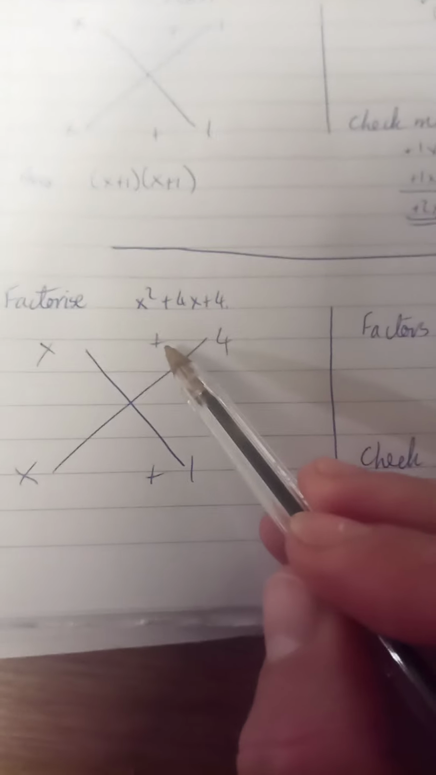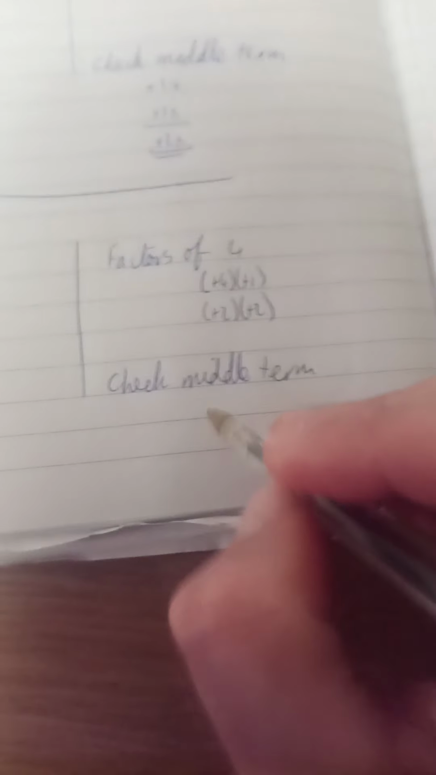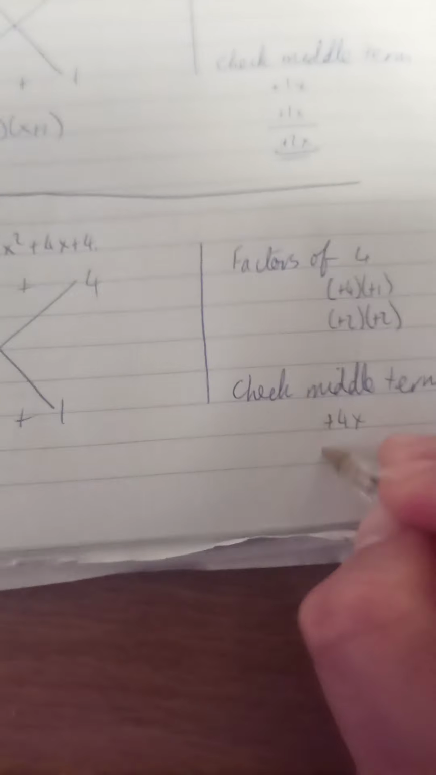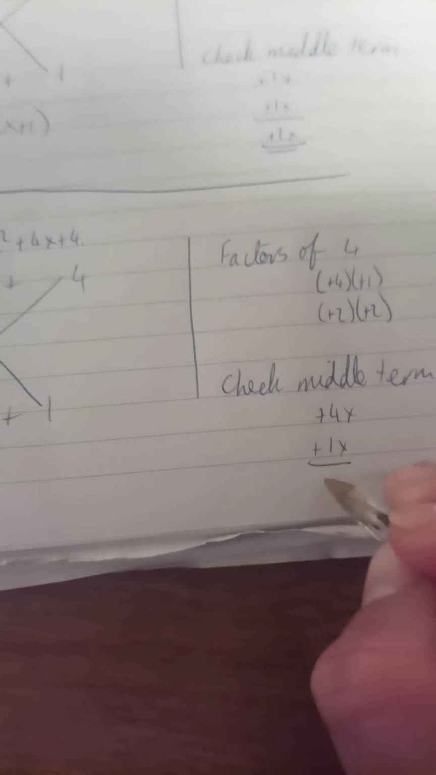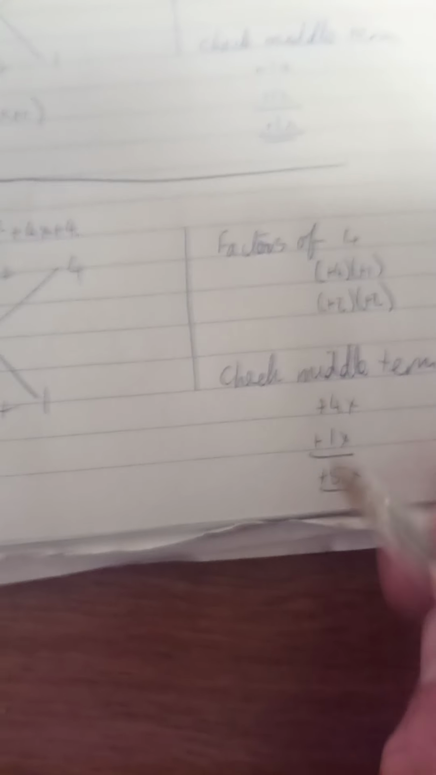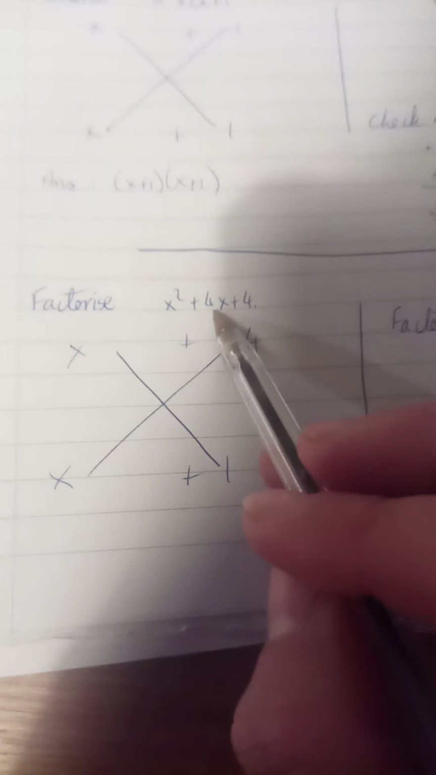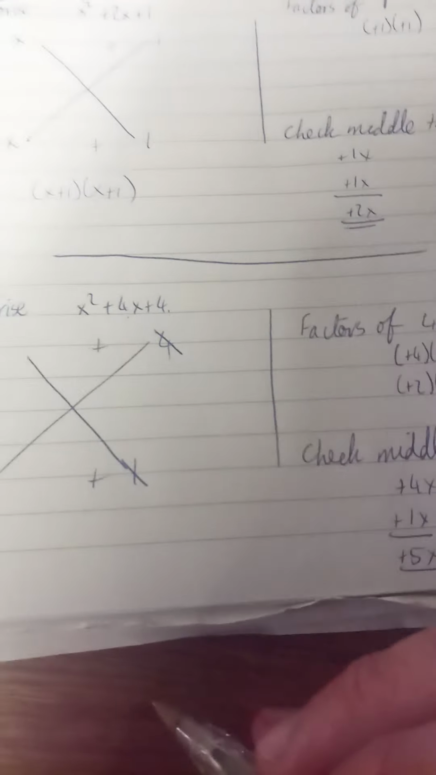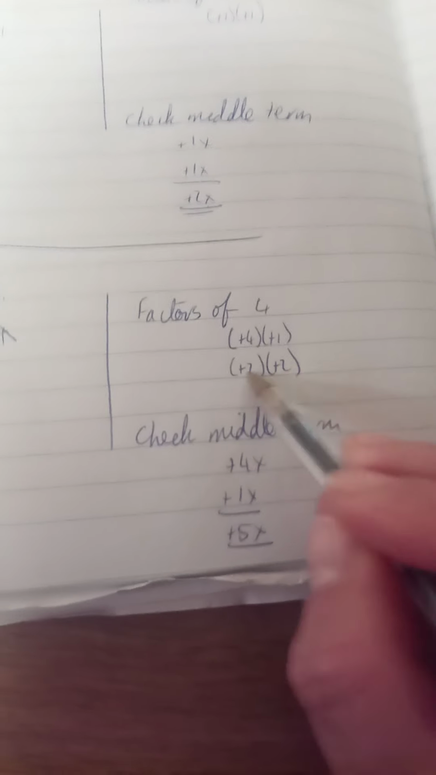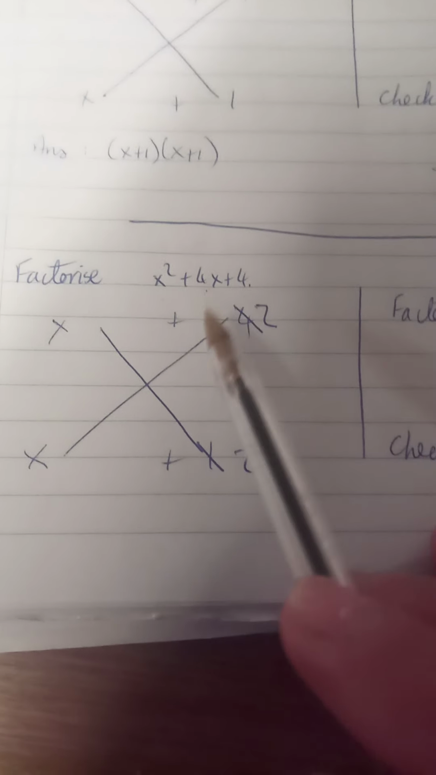All right, let's check it along the diagonal. Plus 4x, plus 1x. Add those together, it gives me plus 5x. That is not the middle term. So what that means is these are the wrong factors to use. So let's try the second pair, plus 2 and plus 2. Now we're checking these again. It's important to check them all the time.